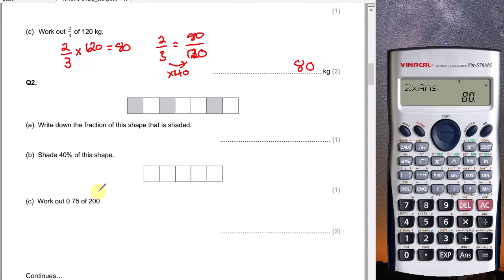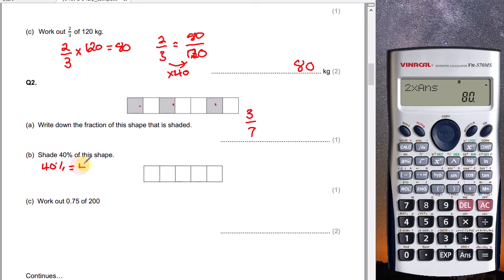Similar sort of question here. So write down the fraction of the shape that's shaded. We've got 1, 2, 3 shaded, and there are 7 altogether. No simplification required. Again, what's 40% of this shape? And this one's a little harder than the last one.